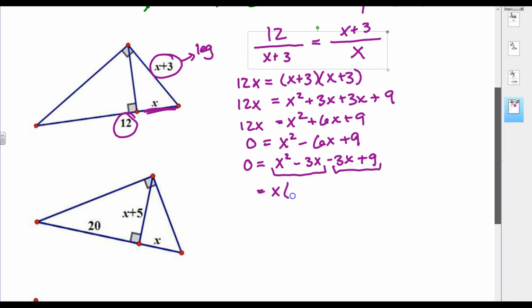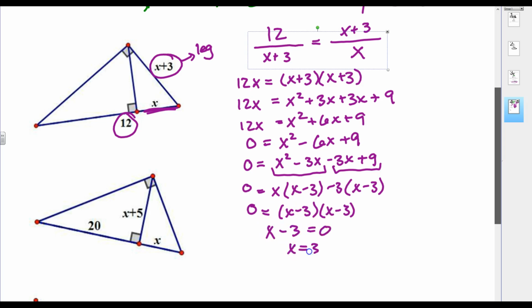I'm going to take an x out, so I get x minus 3. I'm going to take a negative 3 out, so I again get x minus 3. I like that because those terms match. I get x minus 3 times x minus 3. All this is still equal to 0. Well, when I set each of these equal to 0, x minus 3 equals 0, I'm going to get x equals 3. And that is my solution.